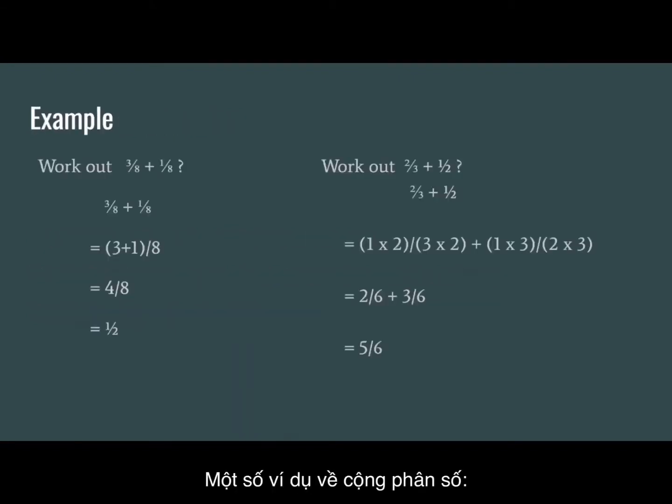Here is some example. Work out 3 over 8 plus 1 over 8. 3 over 8 plus 1 over 8, we got 3 plus 1 over 8. And the answer is 4 over 8. Simplify it, we got 1 over 2.